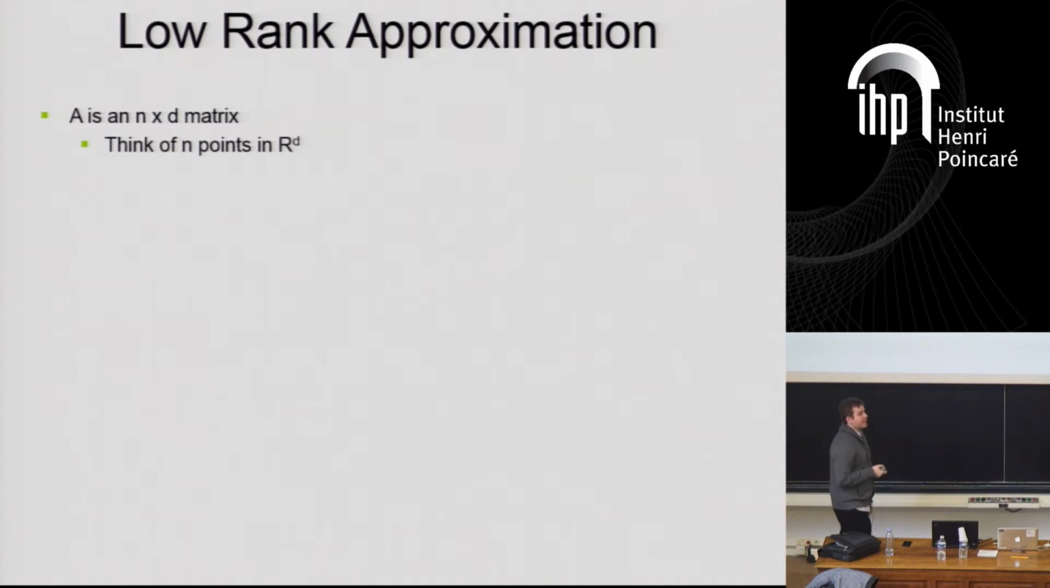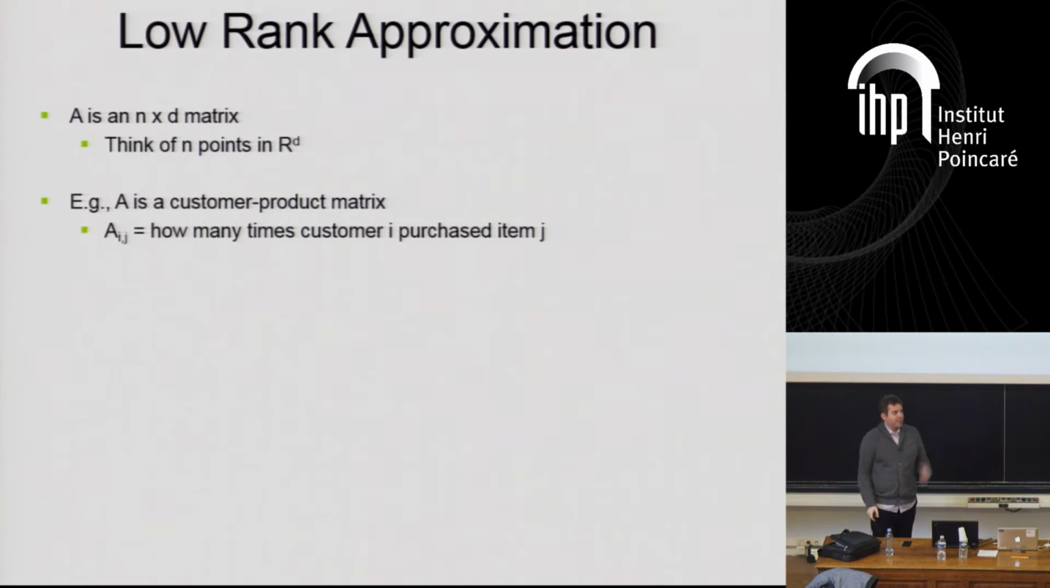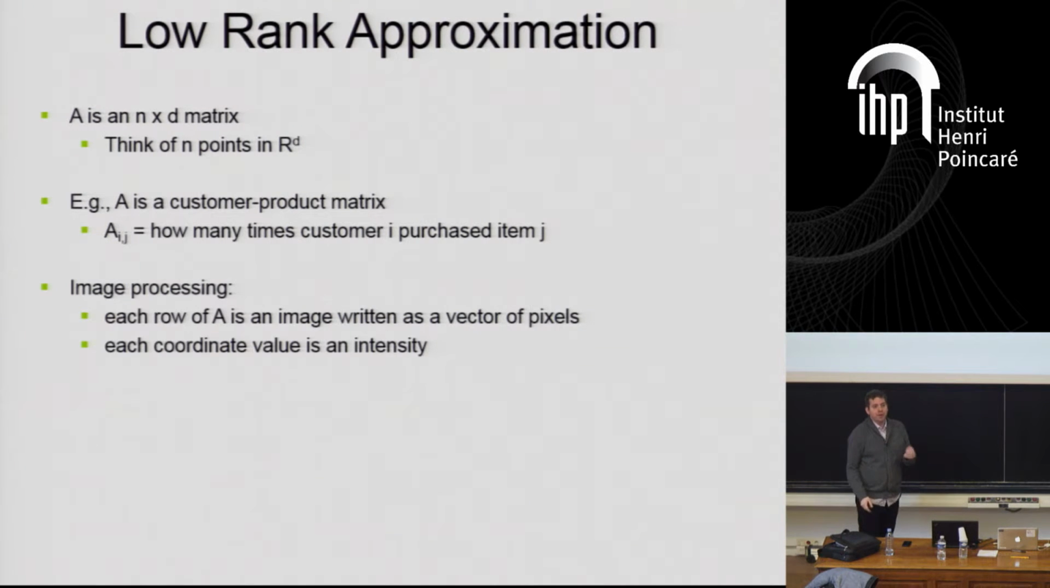In low rank approximation, you're given an n by d matrix A, and just like in regression, think of the n rows as being points in R^d. For example, A might be a customer product matrix, where A_ij might indicate how many times customer i purchased item j. Or in image processing, each of the rows of A is an image, and the value is the intensity at a coordinate.